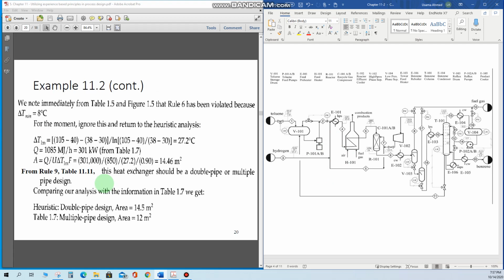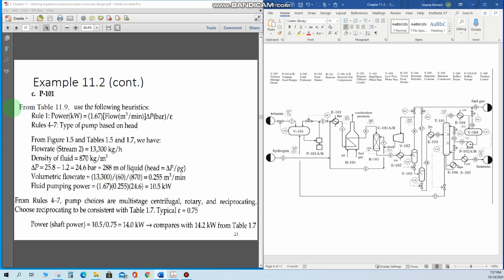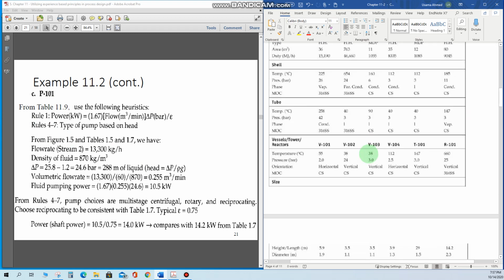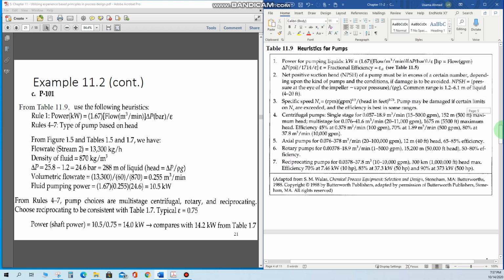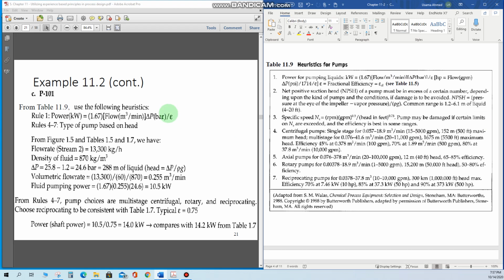P101 is related to table 11.9 here. So this one is table 11.9. Let us see all of these rules one by one and see how we can actually use these heuristics to solve our system. Rule number one: power for pumping liquids in kilowatts is equal to 1.67 multiplied by the flow rate in meter cube per minute multiplied by delta P, the change in pressure, divided by epsilon, which is the efficiency.